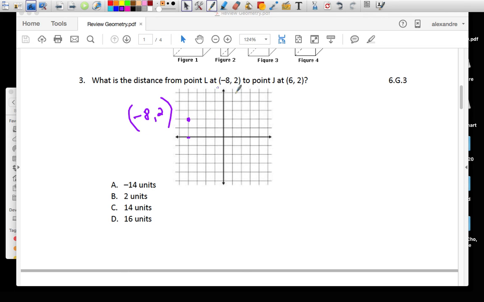And we want to know how far that is from (6, 2). For (6, 2), you start here, 2, 4, 6, and I'm going to take the elevator up, and that's (6, 2). So how far are these two points? Well, the only thing you have to be careful about is that every square here is a unit of 2. So that's 2, 4, 6, 8, 10, 12, 14. 14 units. Okay? That's easy enough.